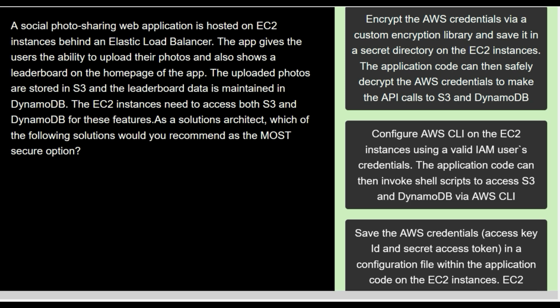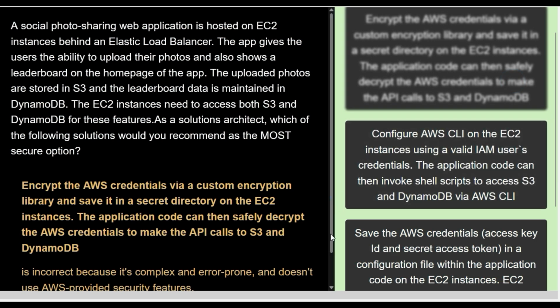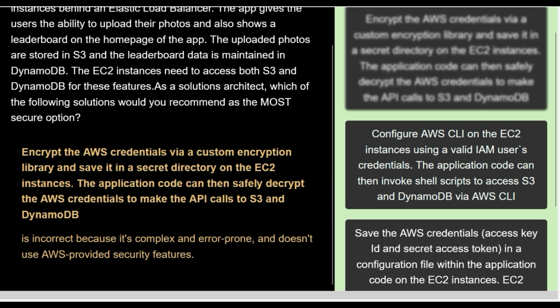Time up. Now let us analyze the answers. Option 1. Okay, this is huge. Encrypt the AWS credentials via a custom encryption library and save it in a secret directory on the EC2 instances. The application code can then safely decrypt the AWS credentials to make the API calls to S3 and DynamoDB. This option is incorrect because it's complex and error-prone and doesn't use AWS provided security features.